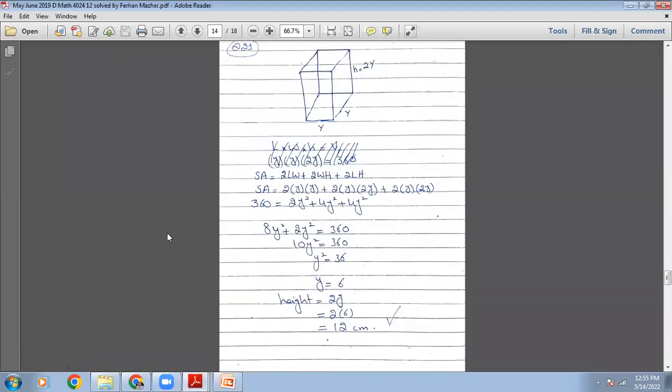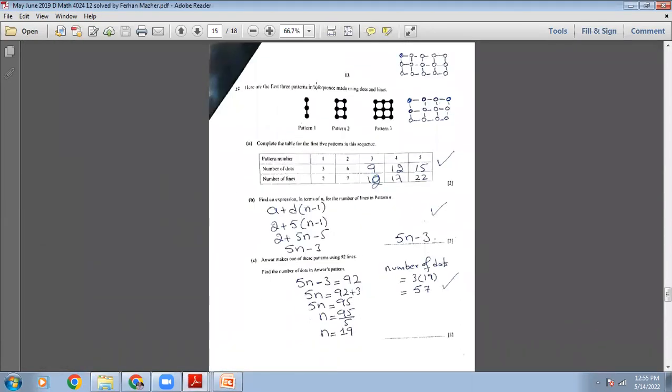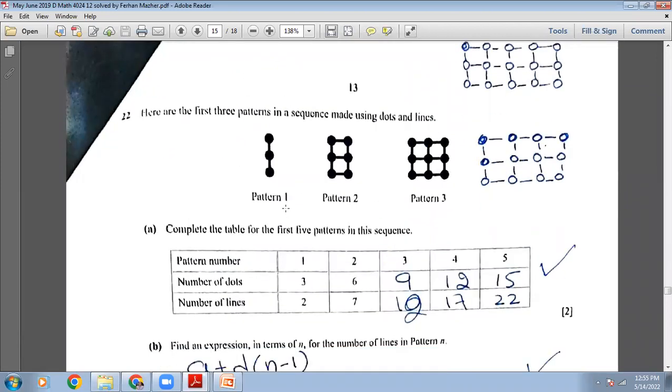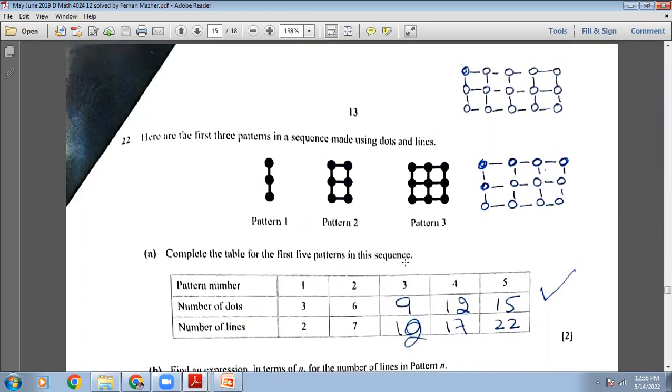I have solved it, and here we go. Let me increase the size so you can see the whole thing. This is the 4th pattern, this is the 5th pattern, and I counted the dots. In the 3rd pattern, the dots are 9. In the 4th pattern, the dots are 12. In the 5th pattern, the dots are 15.